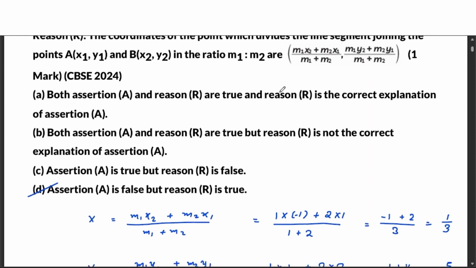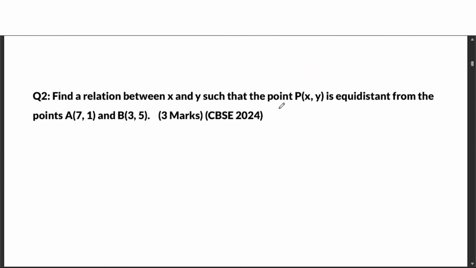Hope you understand. Now coming to the second question. It says find the relation between x and y such that the point (x, y) is equidistant from the points A (7, 1) and B (3, 5). Which means two coordinates are given, and you have to find an equidistant point, that is P, in the form of x and y.